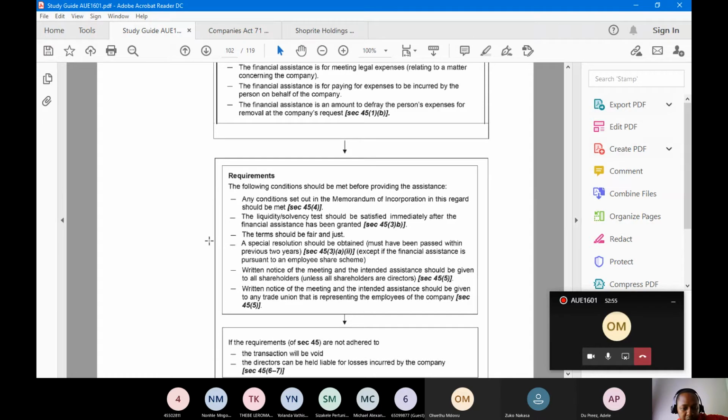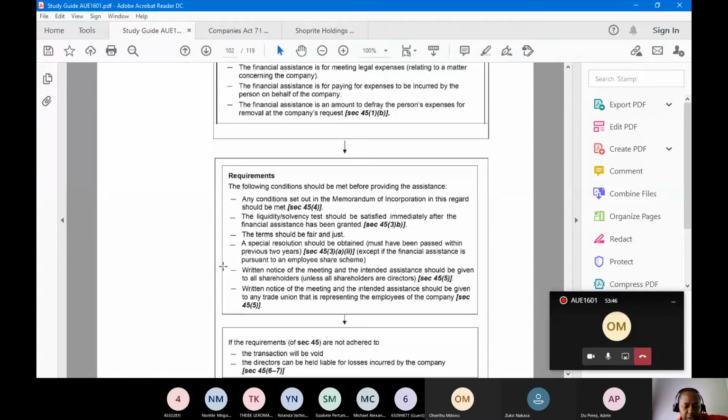A special resolution must have been passed within the previous 2 years, except if the financial assistance is pursuant to an employee share scheme. Just maybe to give an example of an employee share scheme, this is normally done by companies that want to retain their employees. This is sort of like a way that you do buy shares into the company. For example, let's say at year end you get a bonus, but then when you get the bonus, you are given an option to buy into your employer, and that is via an employee share scheme. With a certain amount of your bonus, you can buy X amount of shares, and you will still be treated as a shareholder of the company. And as I said, it's mostly to retain employees.